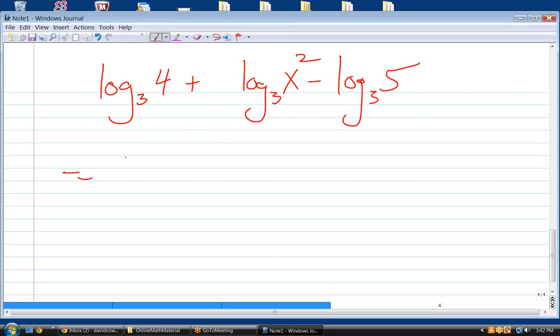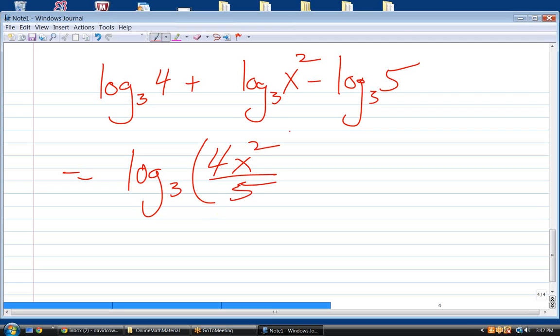So you have log base 3 of 4x squared, and then you want to divide that by 5. Right. And that's why my first step is to always move that coefficient up, because then the only thing you have to deal with is the addition and subtraction.